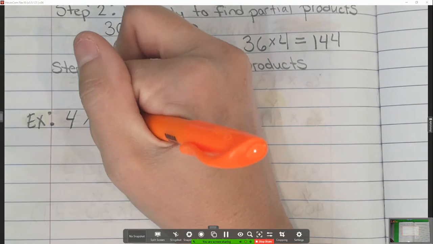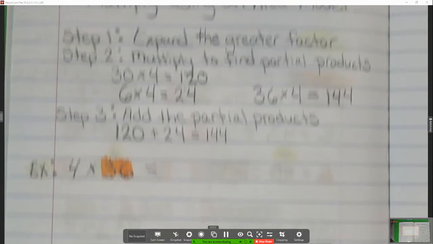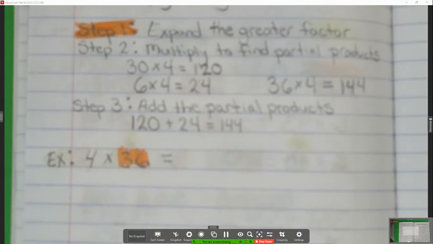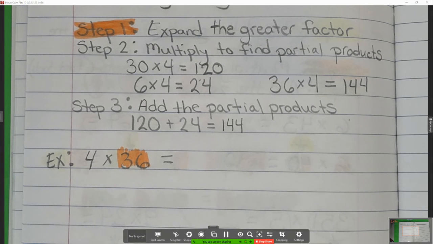Mrs. H likes to use color so it stands out to you guys. You do not need to do color, but I like to connect the steps to what we're doing. So step 1 is going to be orange. And now I have to expand that.